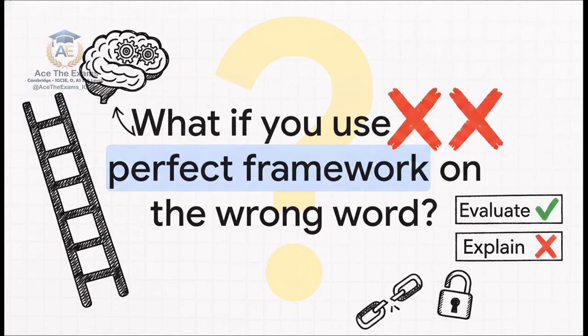What happens if you execute this perfect framework, but you apply it to the wrong command word? Like, what if the question asks you to evaluate, but your brain processes it as explain? It'll instantly cap your grade no matter how perfect your biological knowledge of glycosidic bonds is. Misinterpreting these exam command words is the hidden cause behind hundreds of lost marks every single examination cycle.